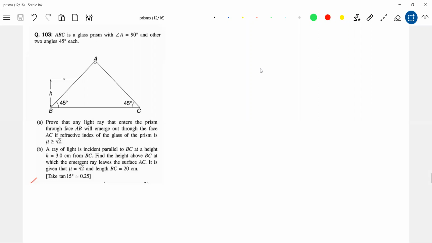Now option B: a ray of light is incident parallel to BC at a height from BC. Find the height above BC at which the emergent ray leaves the surface AC. It is given that mu equals the given value and length BC equals 20 centimeter. How will it emerge? Option A, we already know it, condition for critical angle. Condition for no emergence, you take it out.